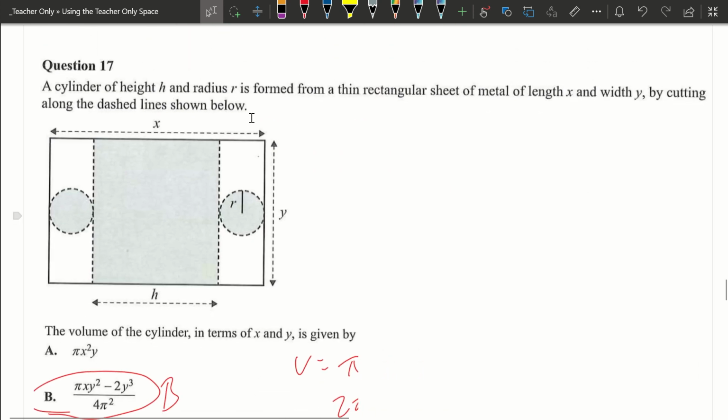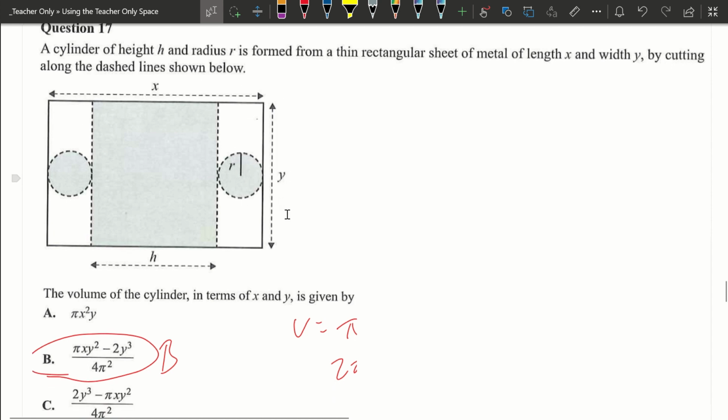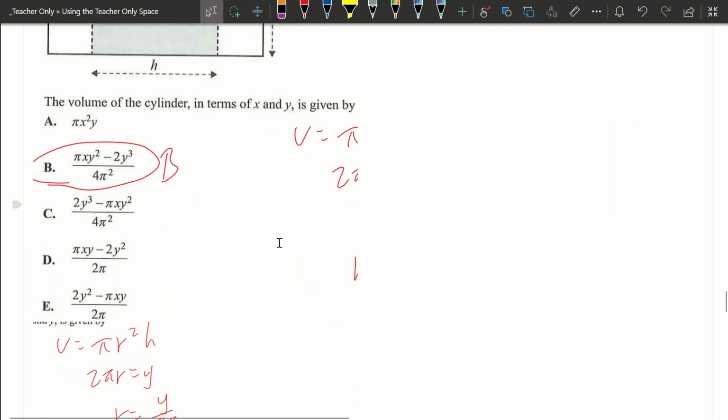Okay, now a cylinder of height h and radius r is formed with a thin rectangular sheet of metal. The metal is length x and width y, and here's a diagram, and you need to cut along the dotted line to make the cylinder. H is here, the circles are here, radius r, x is the whole sheet, and y is the whole sheet of metal. The volume in terms of x and y is given by something.